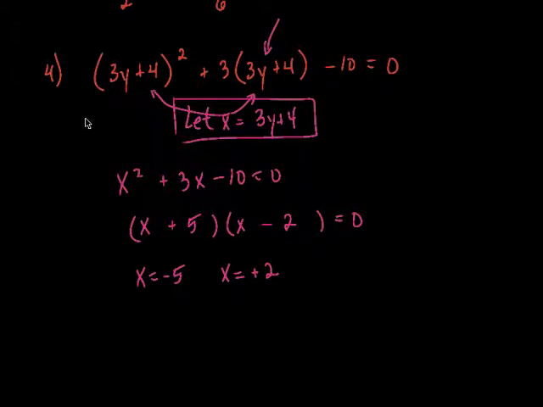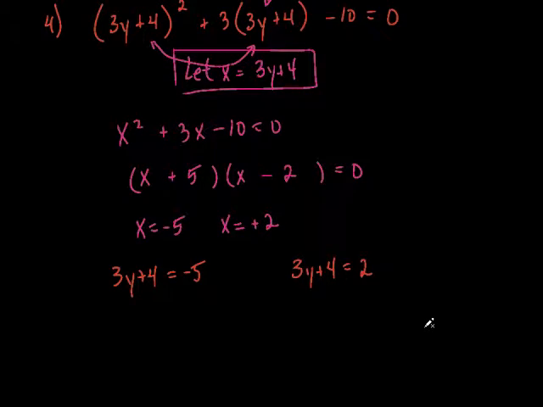So let's go back to the other color, and we'll solve for y. So x is negative 5, but we said that x was 3y plus 4. So instead of saying x equals, we're going to say 3y plus 4 equals negative 5. We're going to do the same thing over here. We're going to say 3y plus 4 equals positive 2. And now we can solve for y, and once we solve for y, that'll be our answer. So let's do that real quick. We subtract 4 from both sides. So 3y equals negative 9. Divide by 3, and y is negative 3.